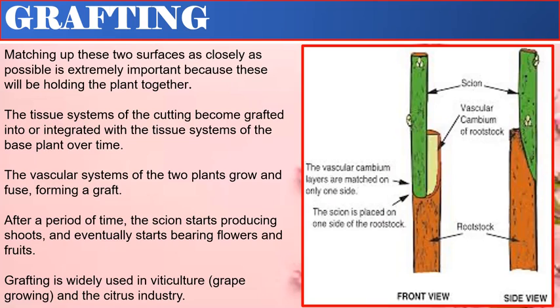Grafting is widely used in viticulture or grape growing and the citrus industry. The care is to be taken that stock has an extensive root system under the soil. Advantages of grafting. Plants, flowers, and fruits of desired quality can be obtained through this process. New varieties can be developed. Plants which cannot be grown by cutting or from seeds can be developed quickly by grafting.